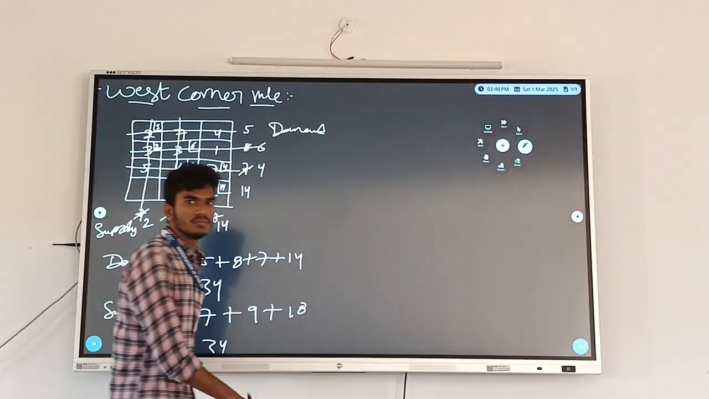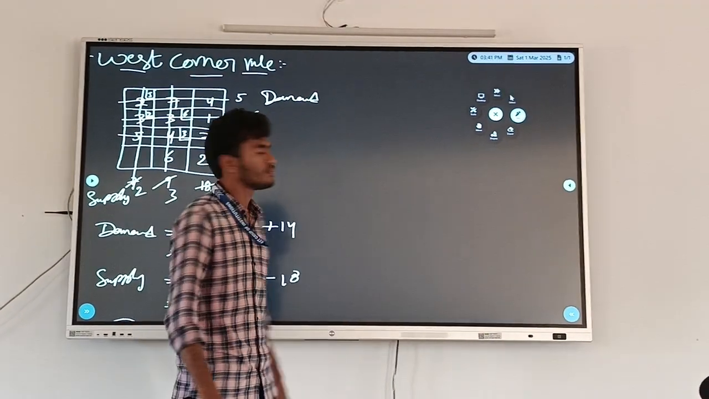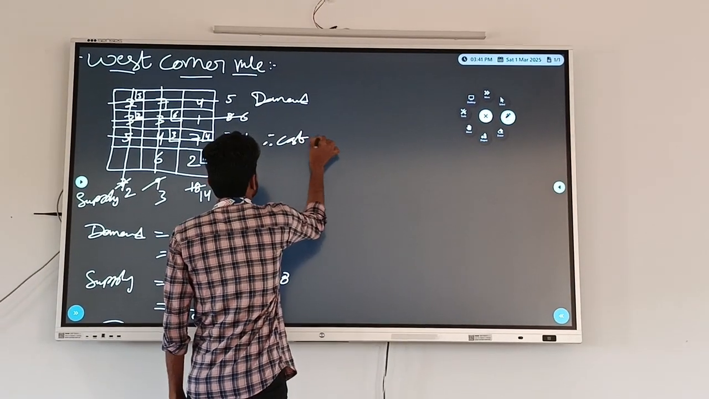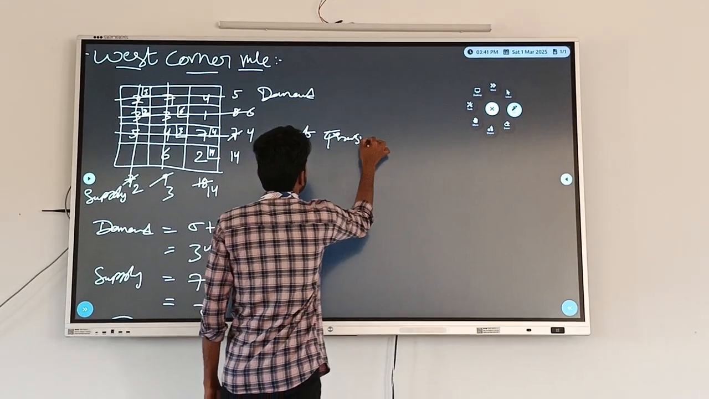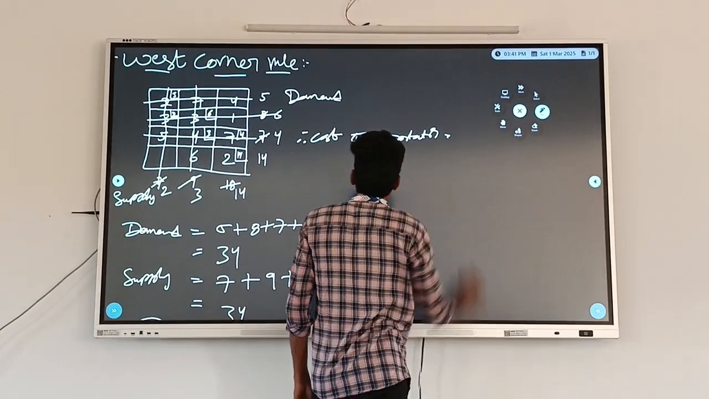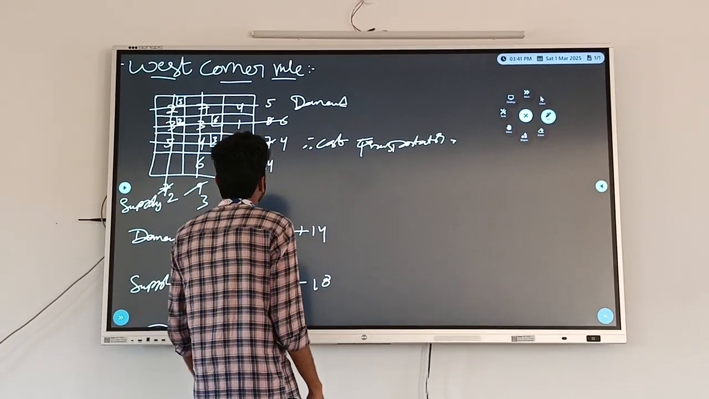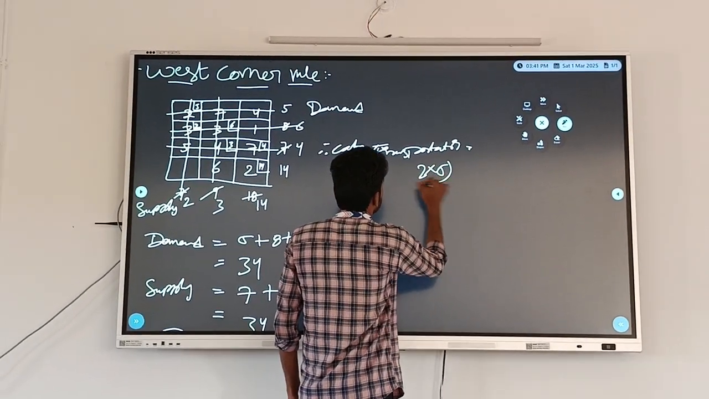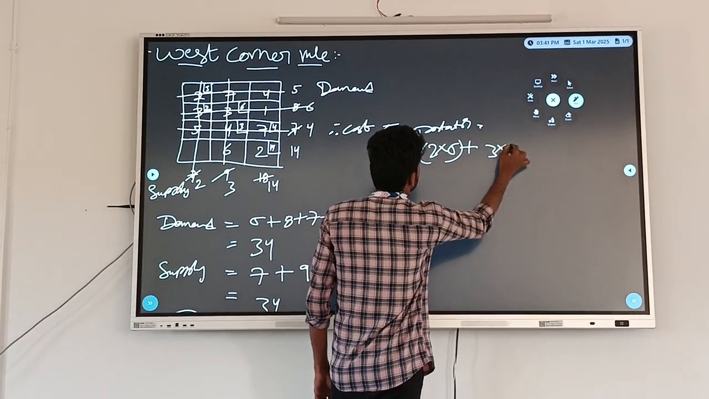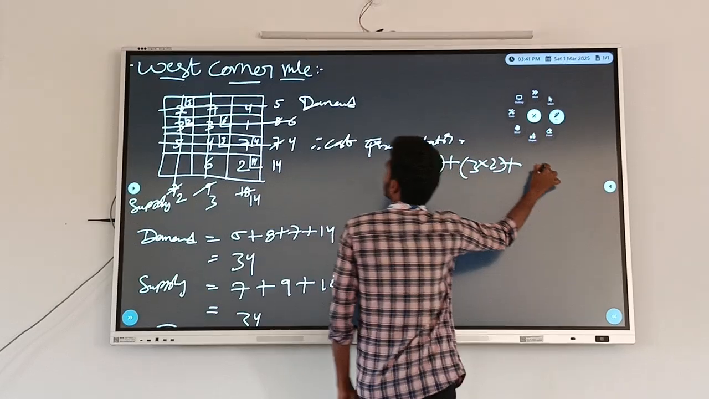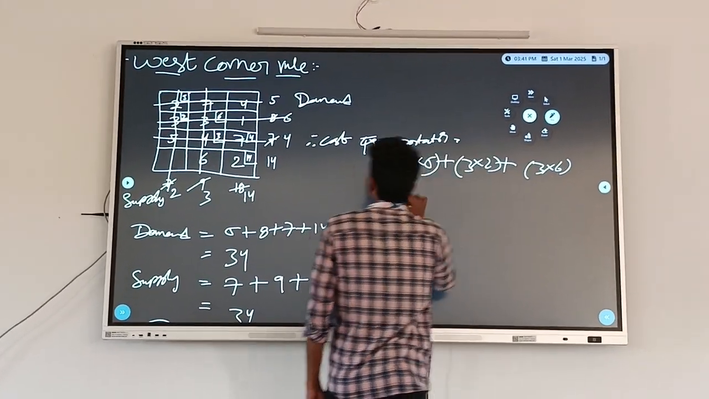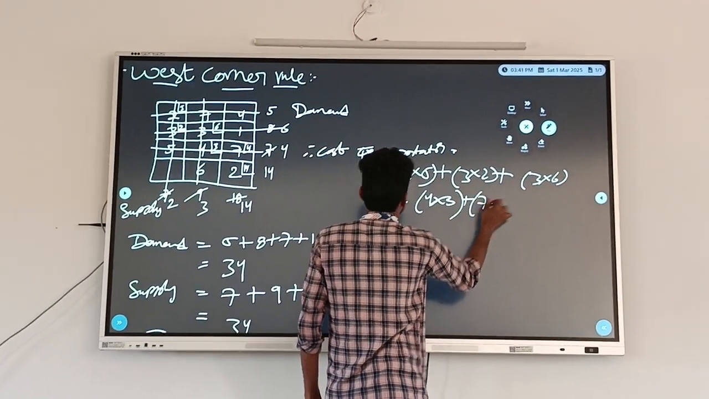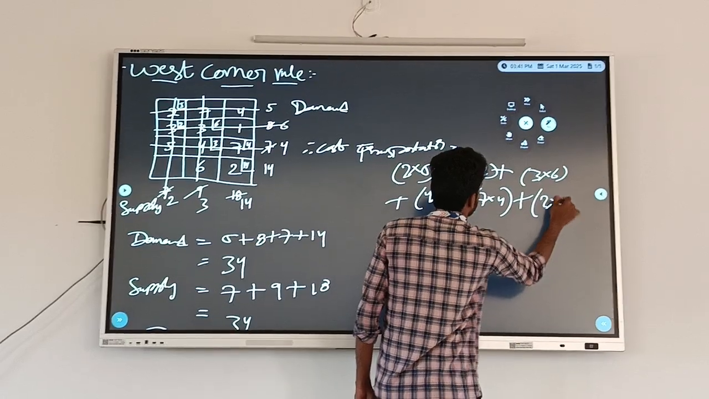Then to find the cost of transportation. This cost of transportation equal to both values are 2 into 5, plus 3 into 2, 3 into 6, 4 into 3, 7 into 4 plus 2 into 14.